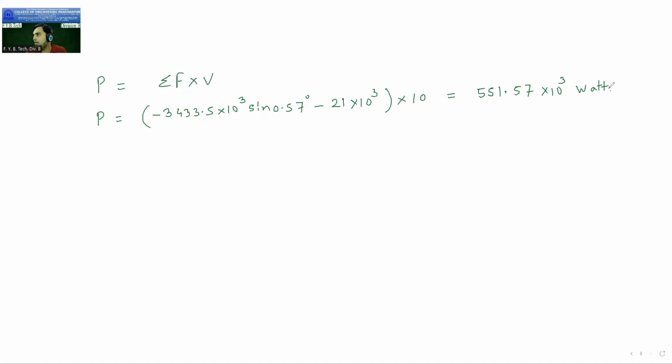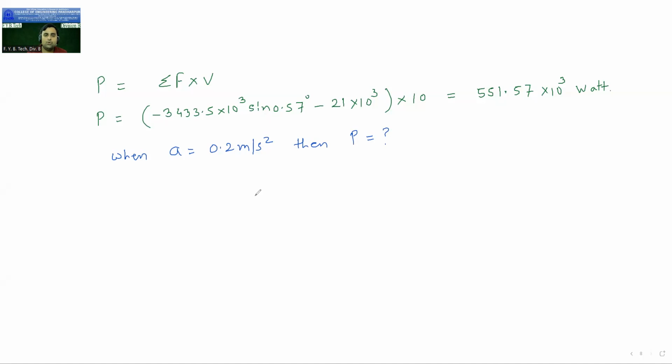Please check the calculation and let me know whether the answer is right or wrong. It is right, sir. Answer is right? Yes, okay. Now the second part of the problem. Now in the second part, what they have asked, when acceleration A is equal to 0.2 meter per second square, acceleration of the engine. Then what will be the power?